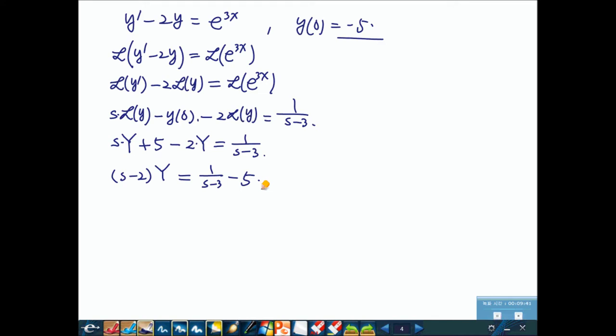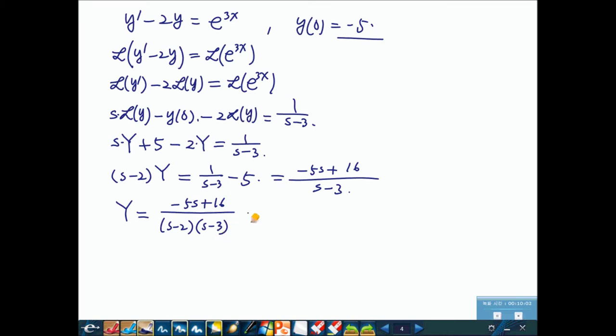Okay? And this is minus 5s plus 16 divided by s minus 3. So you can calculate the y, the big Y, which is minus 5s plus 16 over s minus 2, s minus 3. Okay? So this is your function in the s variable, the s domain.